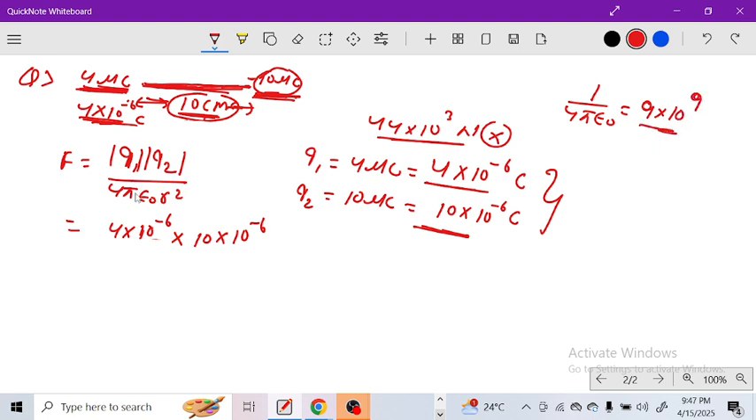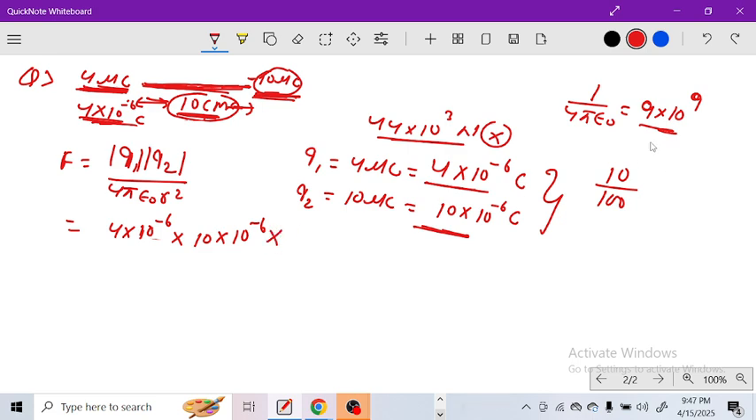Sir said I have to convert 10 centimeter into meter. It will be 0.1 square. If you convert 10 centimeter into meter, then you have to divide by 100. Okay, so we will convert, Kavya.